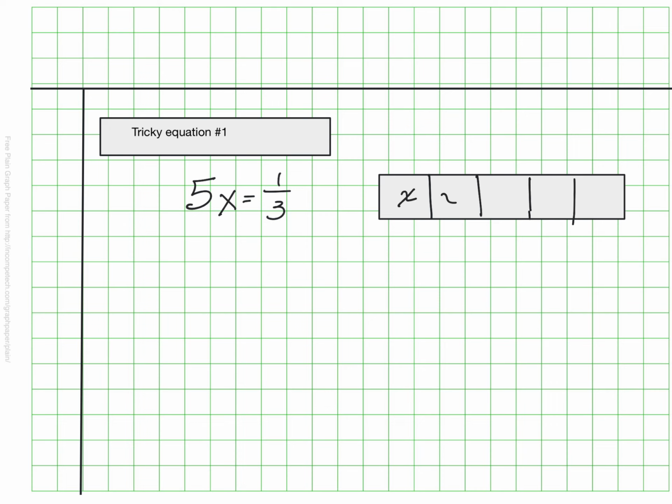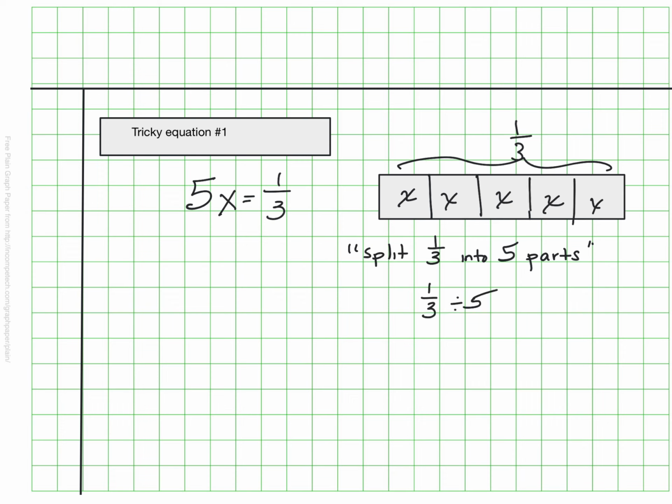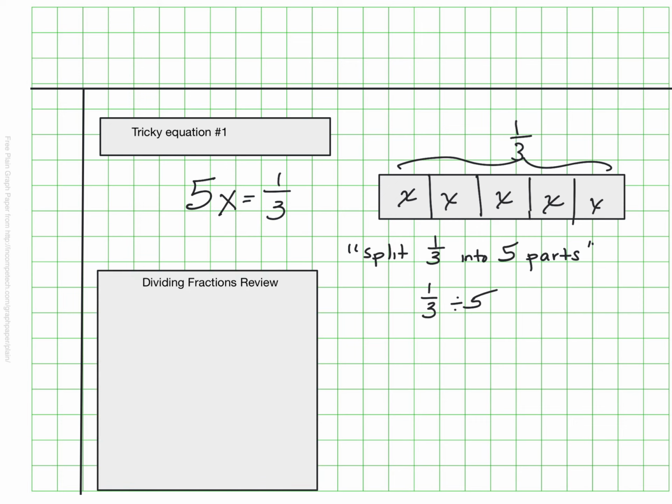So I still know that there are 5 x's, and together it's a total of 1/3. I'm going to set this up as I normally do with a tape diagram. And what this is showing me is that I need to split 1/3 into 5 parts, which means I really need to do 1/3 divided by 5. But I think it's been a while since we've remembered how to divide fractions, so I'm going to do a quick review here on how to divide 1/3 by 5.